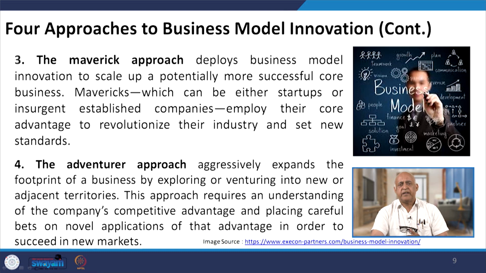So from Kashmir to Kanyakumari we find that business models make these new practices, adjusting to the local culture. Approaching new or adjacent territories requires an understanding of the company's competitive advantage. For example, many industries start from the metro cities, but then they expand into rural areas, and in India rural marketing has now become very popular. So companies place careful bets on novel applications of their competitive advantage in order to succeed in the new markets.